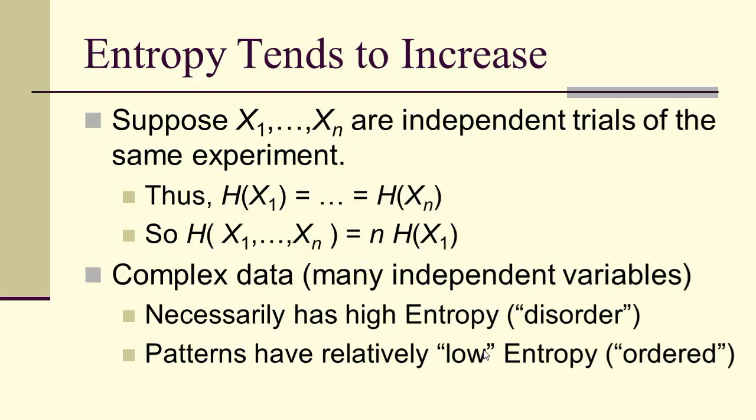And what does that mean? Well, if n is very large, then that means the entropy is large. And notice that complex data has many independent variables, and so therefore it necessarily has high entropy. It's disordered. Whereas patterns, as we will see later, have low entropy. So complex data you can think of as a high entropy data set which has low entropy meaningful patterns within that set of data.